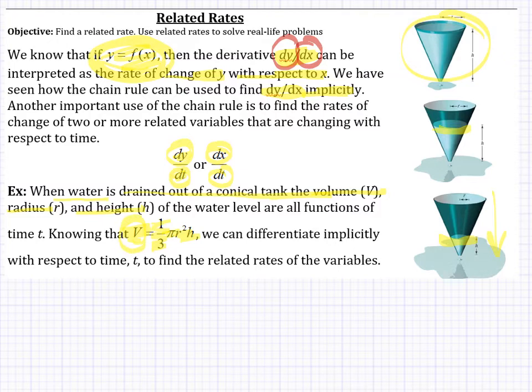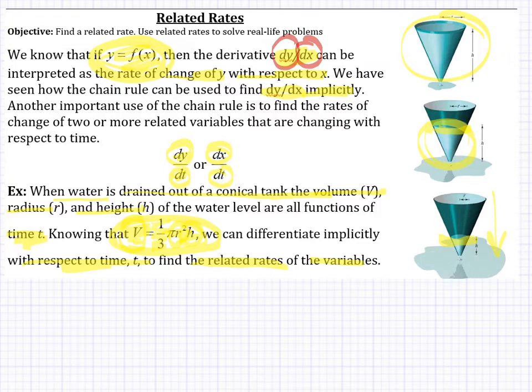But also, if you notice, the radius is changing and the height is changing of where the water is. So we could also see how the radius is changing and how the height is changing, all with respect to time as the water drains over time. And so we can take the derivative of this volume of a cone equation with respect to t and find the related rates of all those variables. And we do it through implicit differentiation.